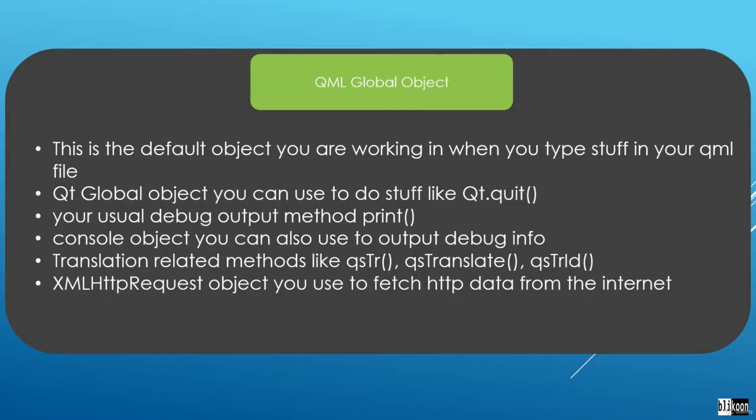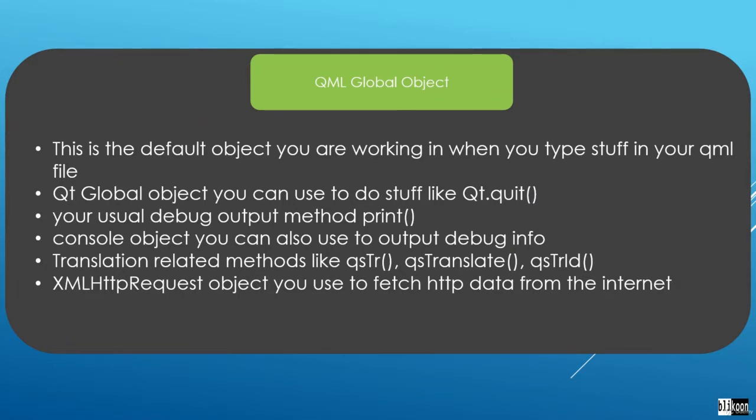The QML global object is the default object you fall in when you start to write your QML code. Remember, when we are in our QML file, we can type things like console, print. That's the global object we are in your QML file. It contains things like the Qt global object that we have seen. We have tried it out. We have used the Qt.quit method and many others. It also contains things like print that we can use to output debug messages.